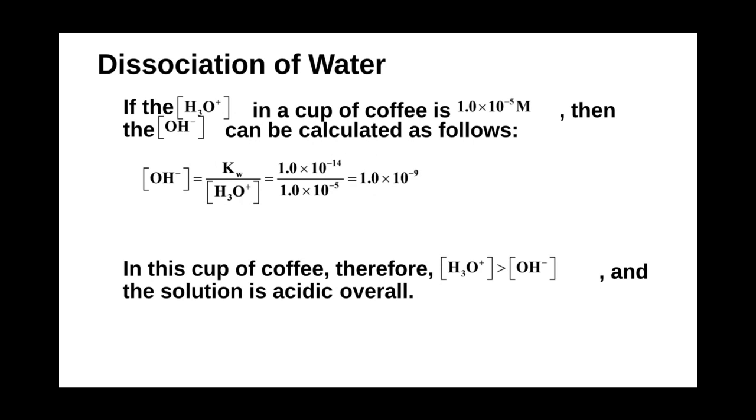So what does this mean for this solution? Well, when hydronium is in greater concentration than hydroxide, we interpret this as an overall acidic solution. It's kind of nice, right? You can use our concentration of one versus the other to calculate the acidity. Now, why is this more acidic? Well, remember, this is our conjugate acid. This is our conjugate base.